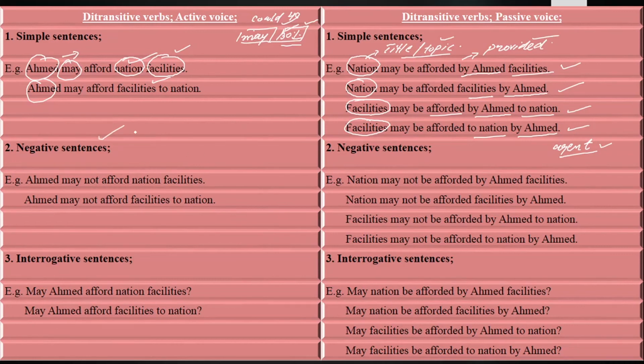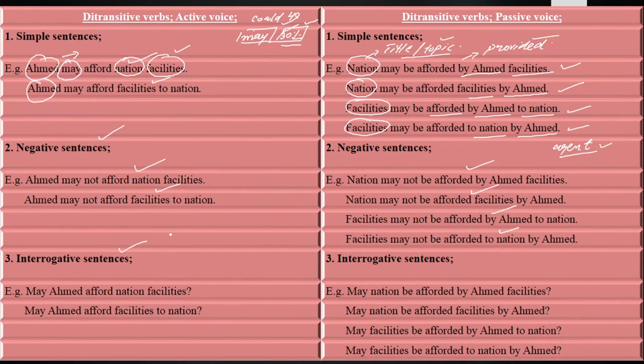Negative sentences, those sentences in which we deny the statement, reject the statement and refuse the statement are called the negative sentences. Ahmad may not afford nation facilities. Ahmad may not afford facilities to nation. Nation may not be afforded by Ahmad facilities. Nation may not be afforded facilities by Ahmad. Facilities may not be afforded by Ahmad to nation. Facilities may not be afforded to nation by Ahmad.